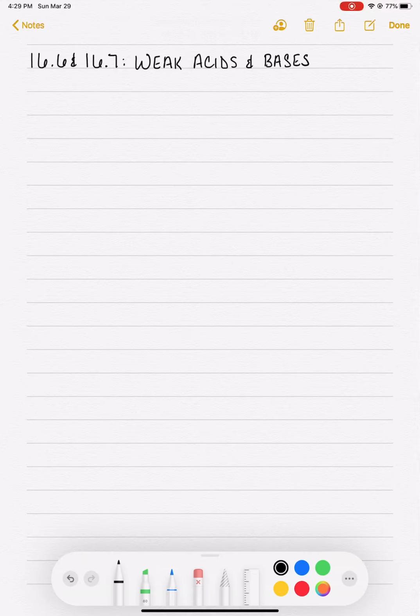In the last section, 16.5, we talked about strong acids and bases. The definition of a strong acid or a strong base was that it reacts with water completely, or dissociates completely in water, which means that when we write a chemical reaction for a strong acid or a strong base, we use forward arrows.